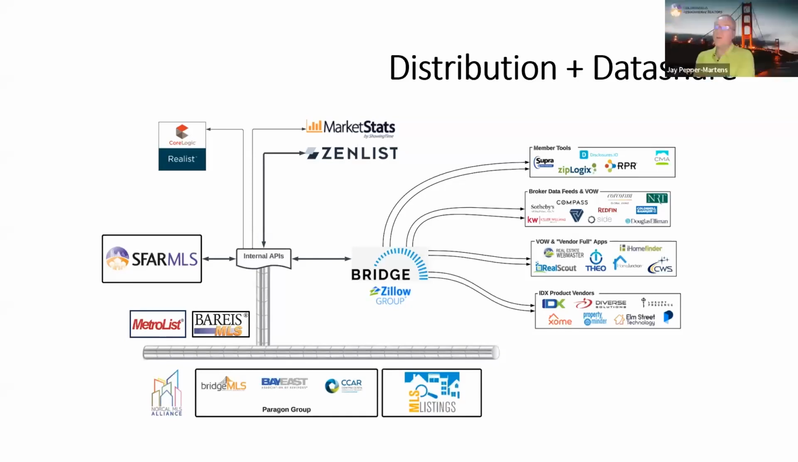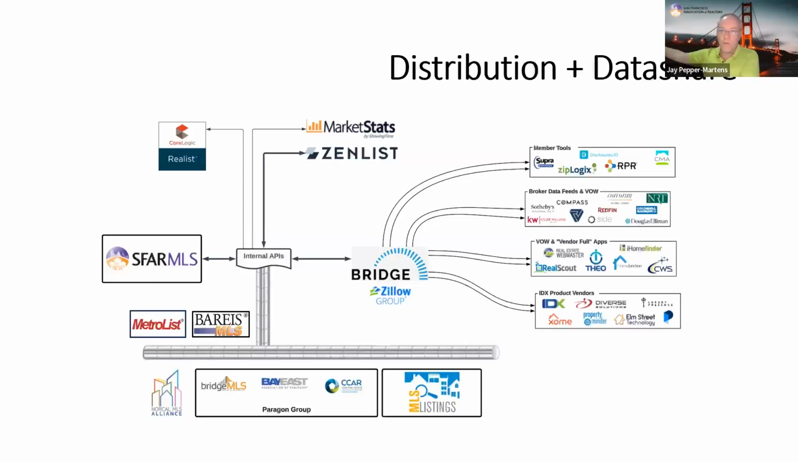Jay? Yeah, so like Hud said, the Bridge API will serve data to everyone externally, and we're going to use these APIs to wire the systems together so that in the event that the SFARMLS core system is unavailable, Zenlist will be able to use that same set of APIs to distribute data through Bridge.